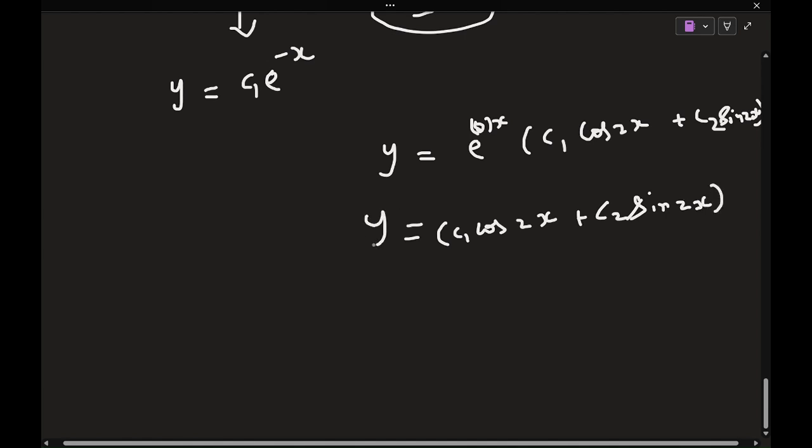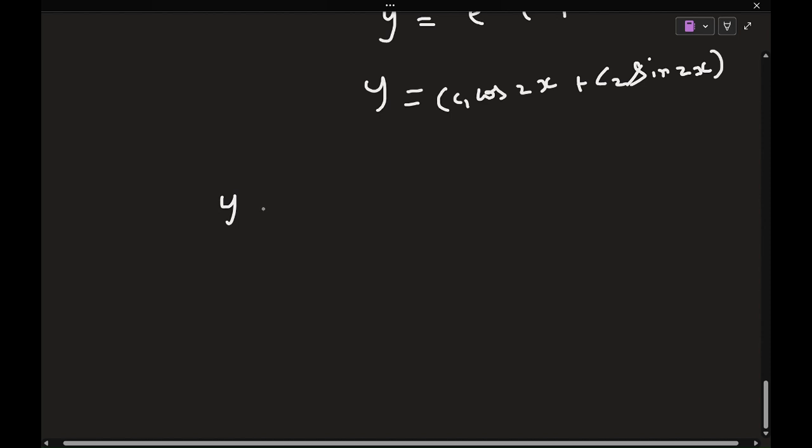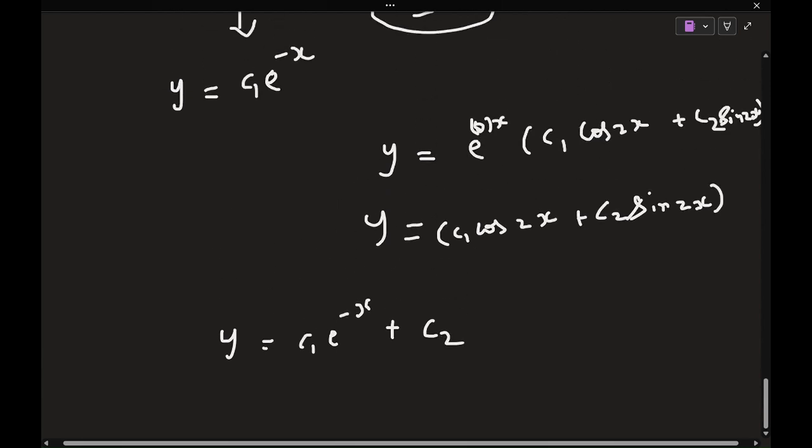Now I have these both separately. To find the final solution, I just need to add these both. So my final answer would be y equals c1 e power minus x plus c2. I'll consider this as c2 and c3, because I don't want the constant to be the same, since we already used c1 here. So c2 cos 2x plus c3 sin 2x. So this is your final answer.